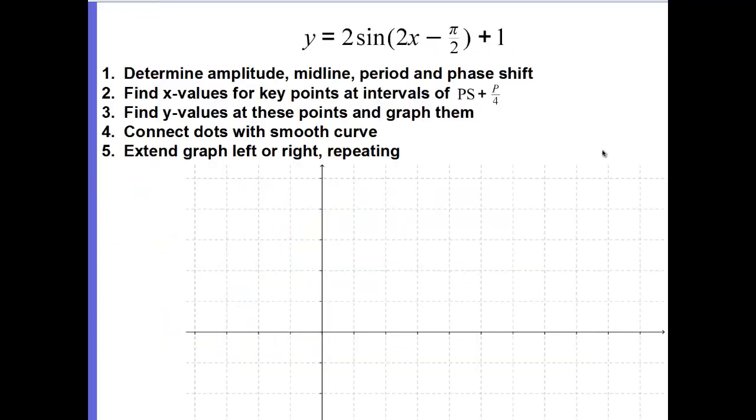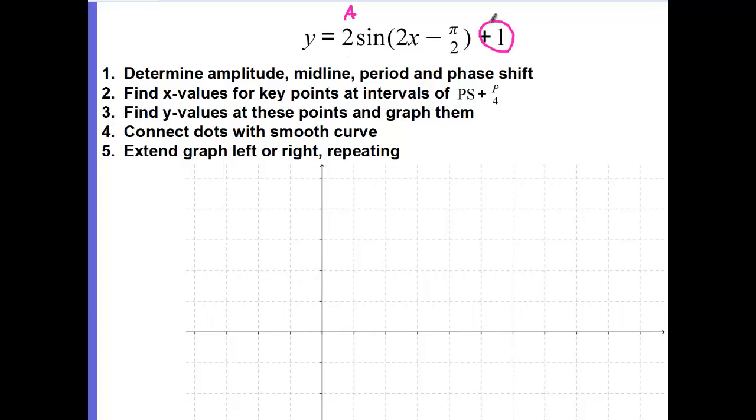Let's put it all together now. This is a function that's got everything in it that we're covering. So first of all, we're going to determine the amplitude, midline, period, and phase shift of this graph. It has an amplitude of 2. That's the absolute value of the number that's in front here. So a is 2. So we know it's going to go up or down 2 from the midline.